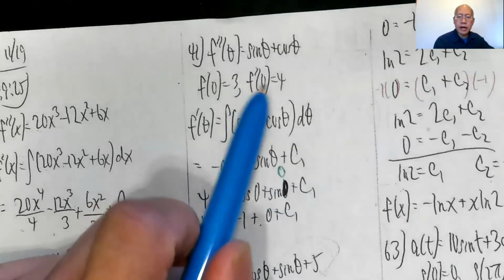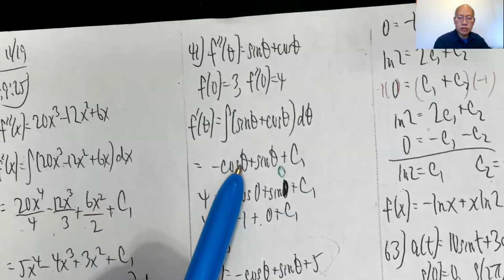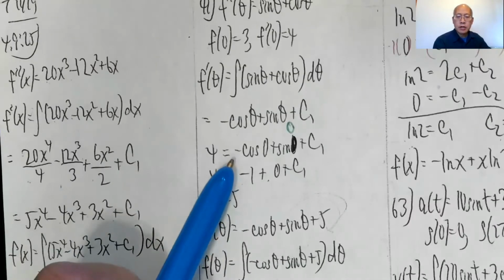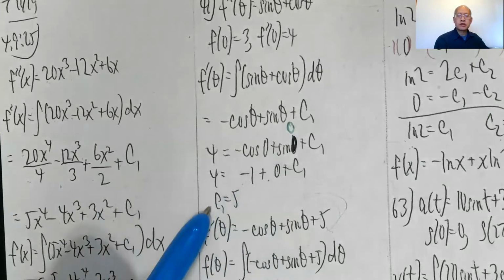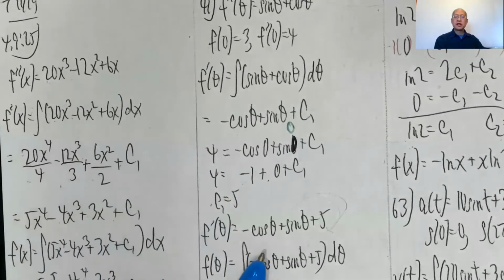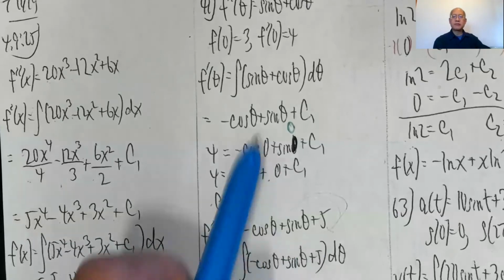Now when I plug in 0, I get 4. So 4 is the answer when I put 0 there and 0 there. Negative cosine 0 is negative 1. Sine of 0 is 0 plus c1. So c1 is 5. So the function now becomes negative cosine theta plus sine theta plus 5.